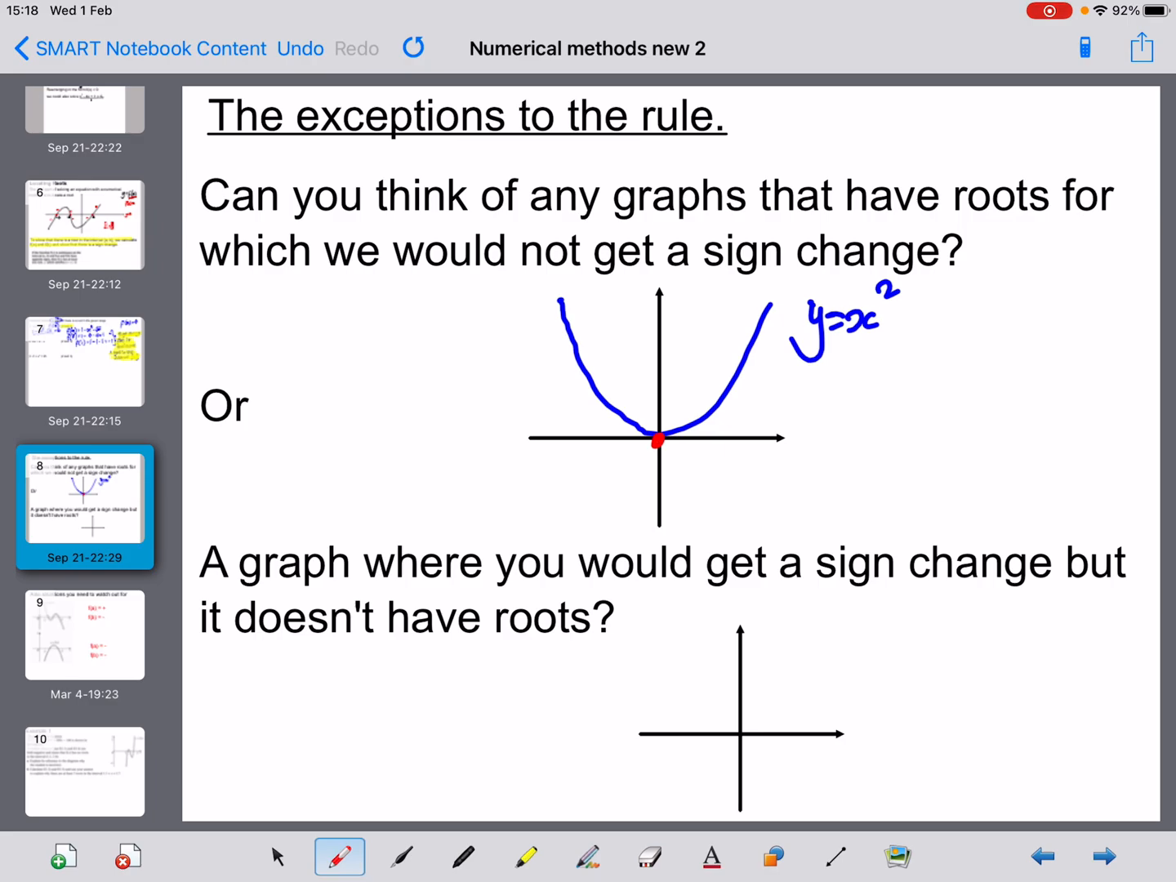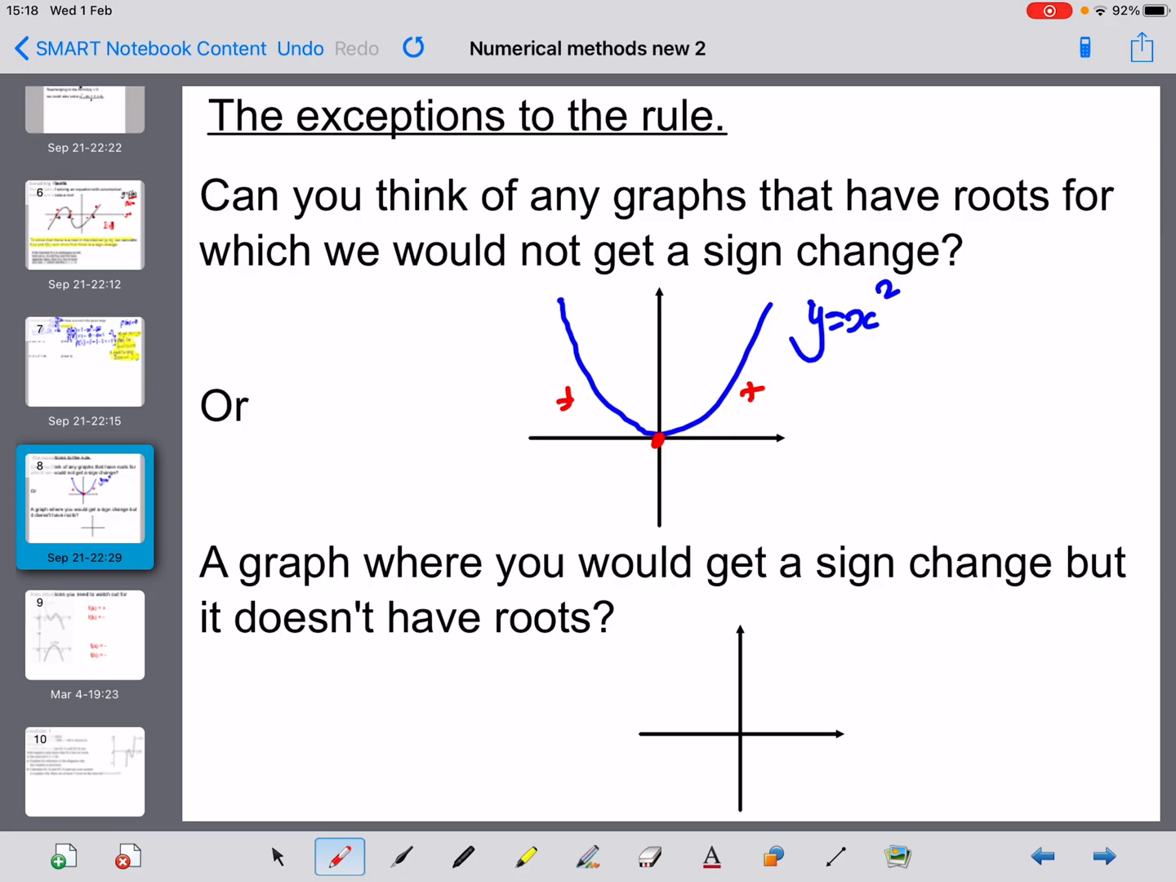To the left of that root, it's positive. To the right of that root, the y value is positive. So it doesn't work if the graph is turning on the x-axis. So that wouldn't work, but then you wouldn't be expected to solve that. Next, a graph where you would get a sign change but doesn't have any roots.